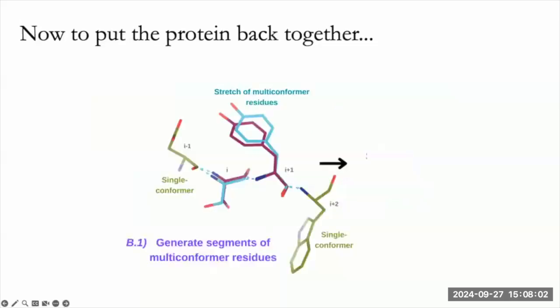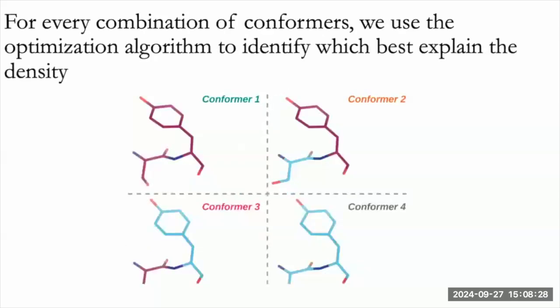And so we had done this on a residue by residue basis, and now what we need to do is put the protein back together. At this point, we're just trying to understand the conformations of the backbone and make sure that it is all physically connected to each other. So we look at single conformations on each end, and then at the structures of multi-conformer residues. And then we create these combinations.